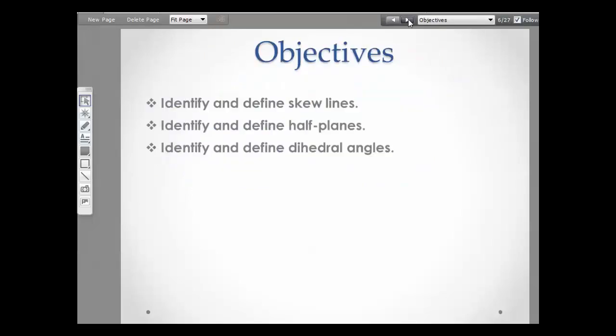Our objectives in this lesson are to identify and define skew lines, identify and define half planes, identify and define dihedral angles.